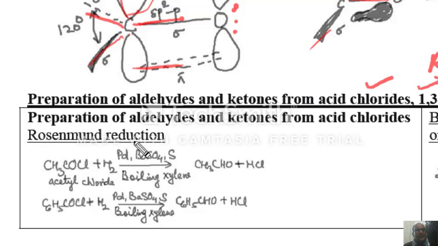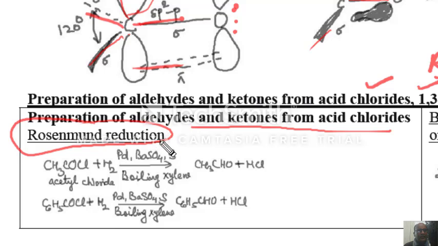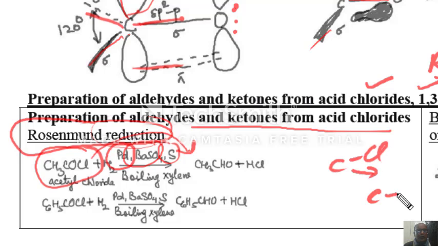So let's start. It is a preparation of aldehydes and ketones from acid chlorides. A well-known reaction is the Rosenmund reduction. Basically, it is just a reduction in the presence of a metal, right? But we also put in some poison, sulfur, barium sulfate. So what is happening? It is a reduction of this thing to this one. Why are we calling it reduction? Because we have a C-Cl. Instead of C-Cl, we are now going to have a C-H. So it is a reduction, right?